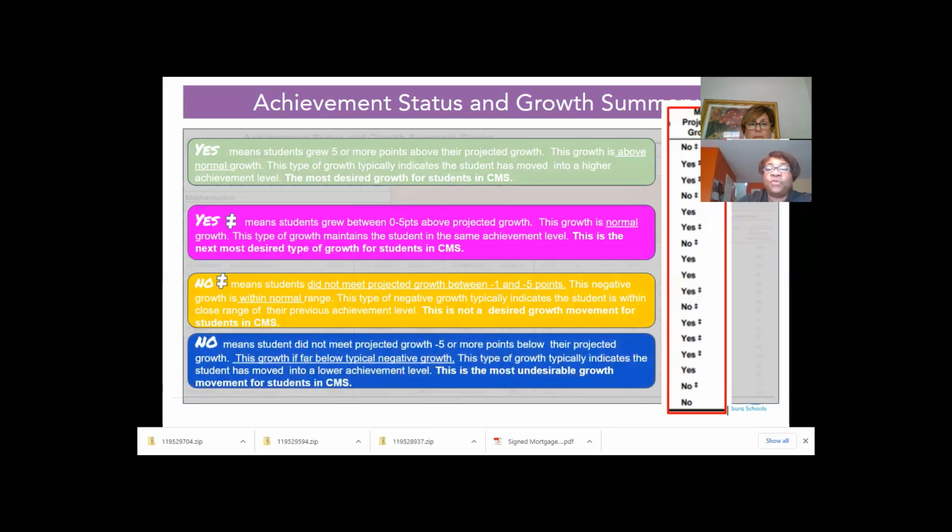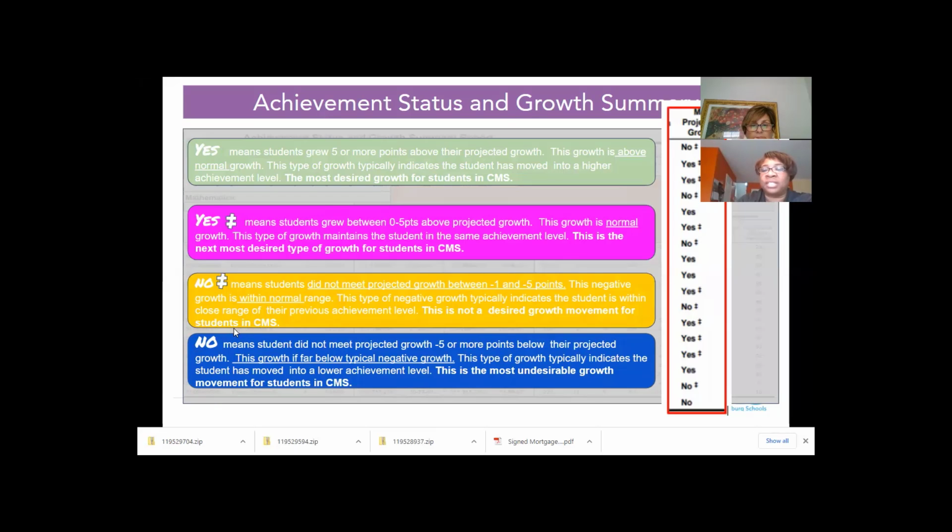The no with no symbol is the danger zone. The no with no symbol tells me the student not only did not meet their projections, they took a nosedive in their growth and they fell below average non-growth. So it's not typical negative growth. It's beyond typical negative growth.